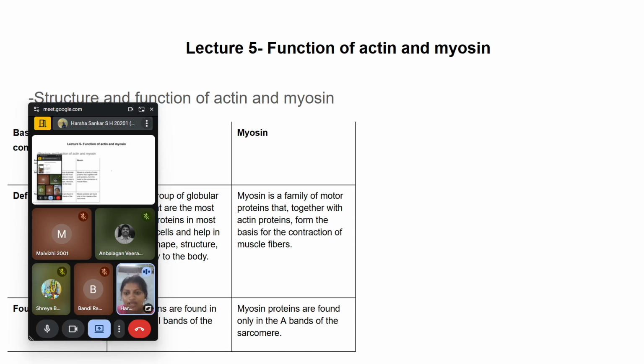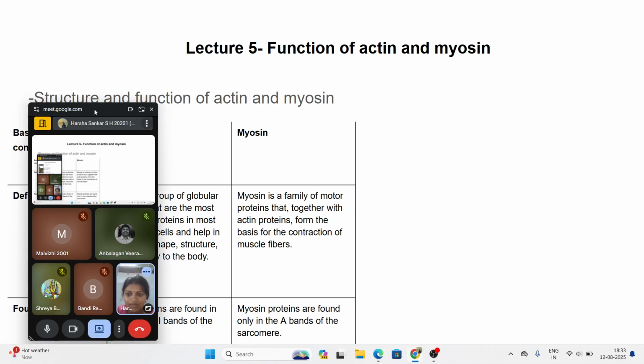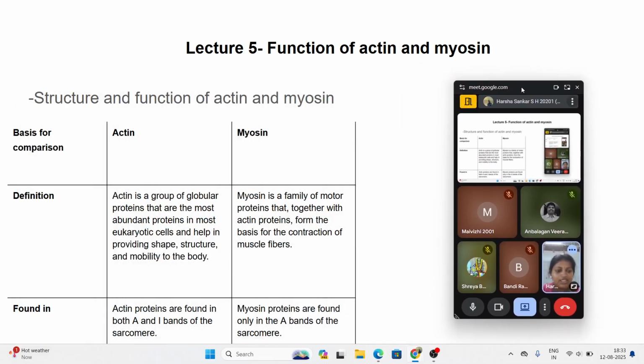Okay. Now, since the molecular players are actin and myosin, it is important to know the differences between actin and myosin. We understood they are basically proteins, but by definition, actin is a group of globular proteins and myosin is a subfamily of motor proteins. Actin is the most abundant protein present in eukaryotic cells. It helps in providing shape, structure, and mobility, everything. But myosin is mainly present in the muscle fibers only. It helps in the contraction process.